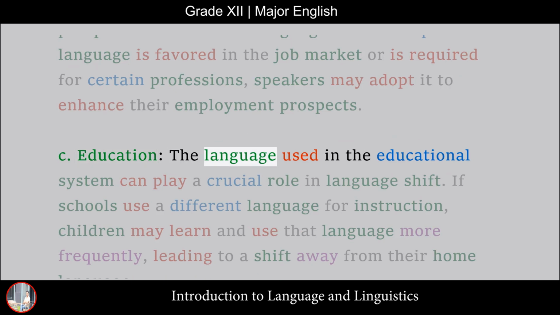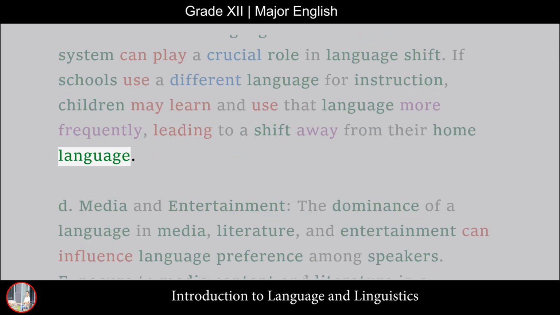C. Education. The language used in the educational system can play a crucial role in language shift. If schools use a different language for instruction, children may learn and use that language more frequently, leading to a shift away from their home language.